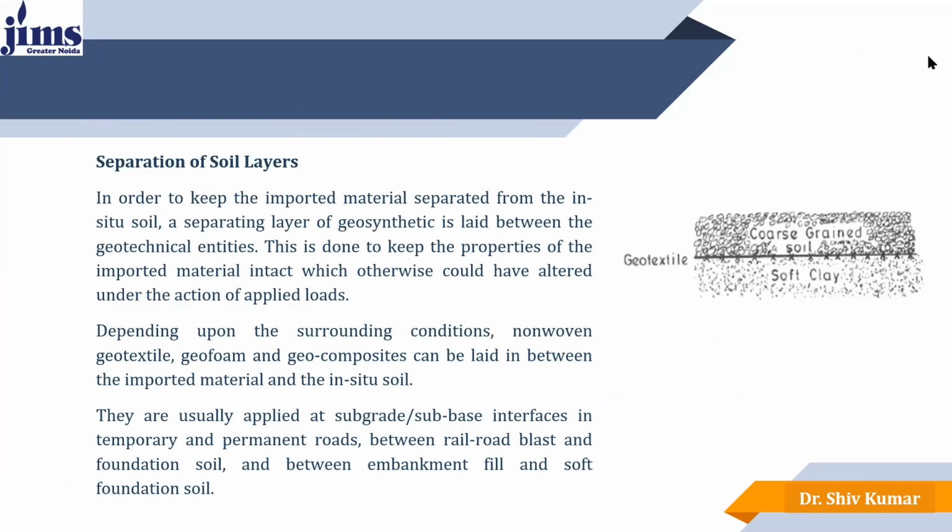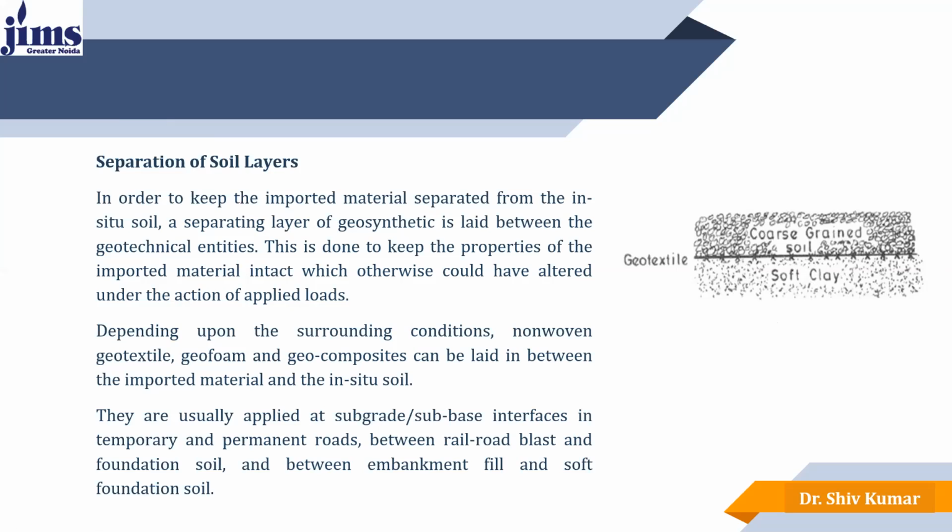Now, the separation of soil layers: how does the soil get separated? In order to keep the imported material separated from the in situ soil, which we discussed on the previous slide, a separating layer of geosynthetic is laid between the geotechnical entities. Here is the soft clay, and we applied the geotextile in between, and then finally we applied the coarse-grained soil above the geotextile. So here they cannot mix and cannot alter the mechanical properties under any kind of action or applied loads.